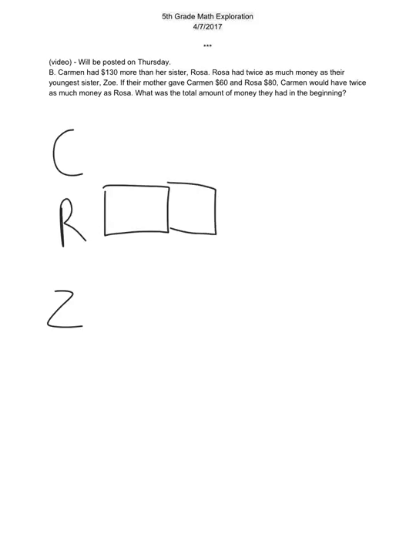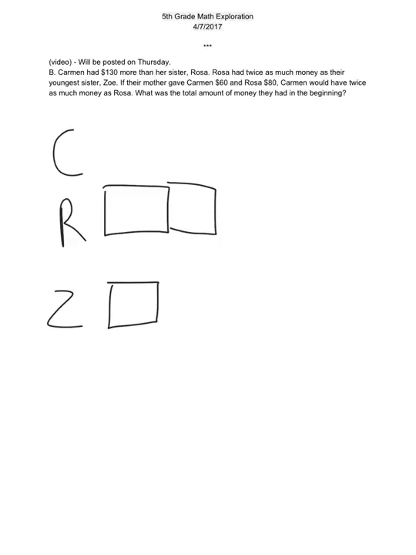Okay, so I know the first thing most people are going to want to do is use the very first clue. But Carmen having $130 more than her sister, Rosa, really doesn't tell us much. But the second clue does. Rosa has twice as much money as her sister. So we have Carmen, we have Rosa, and we have the other sister, Zoe. Now we know that Rosa has twice as much as Zoe, so we're going to give Rosa 2 units and Zoe only 1.